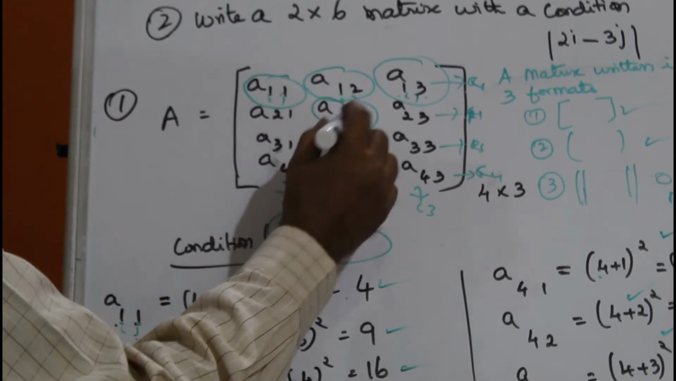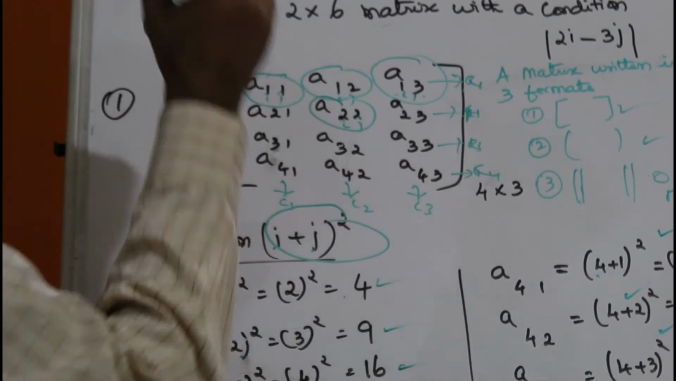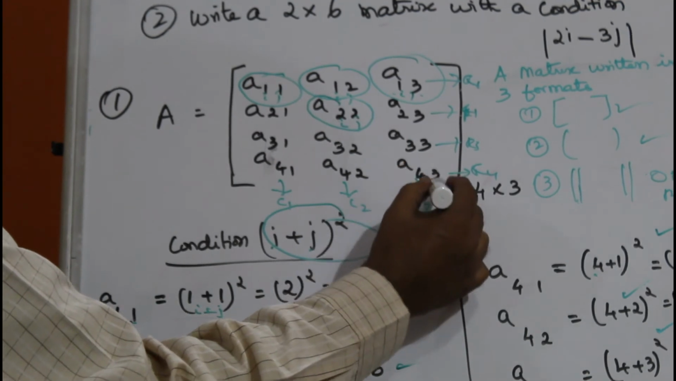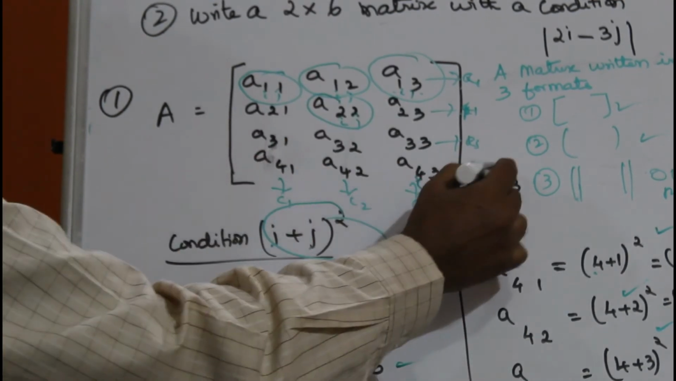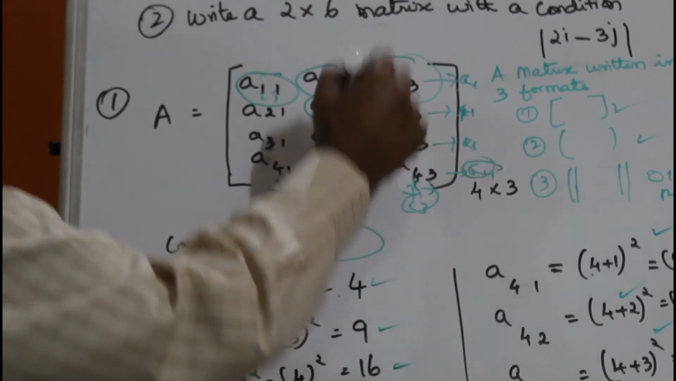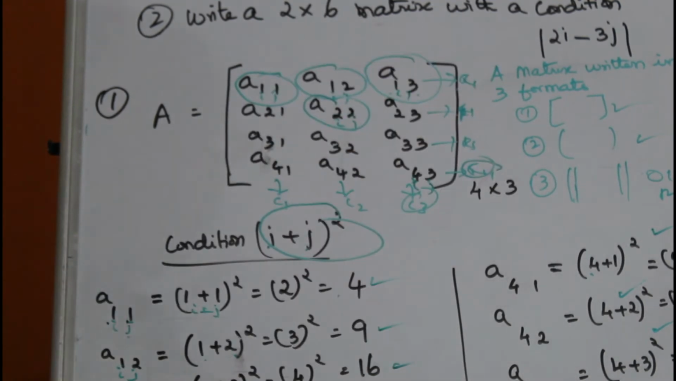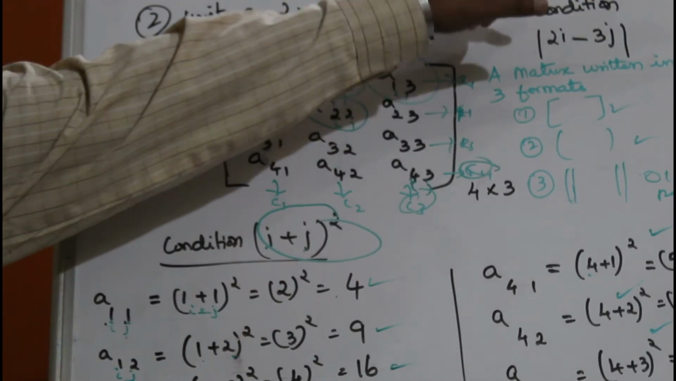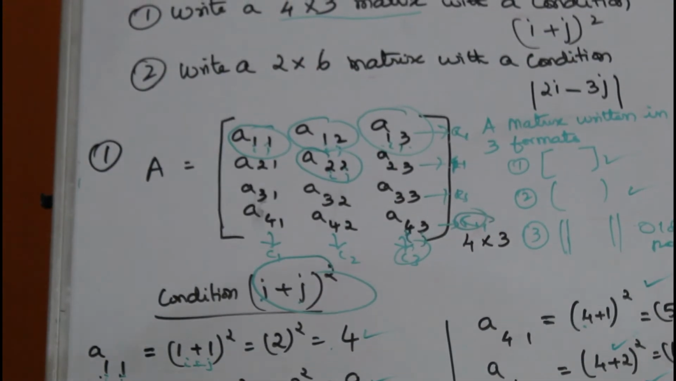And this is the second row and third column. This is fourth row and third column. See, this is row 4 and column 3. Each element you can identify. So the first sum's condition is (i + j) the whole square; we will do the second sum.